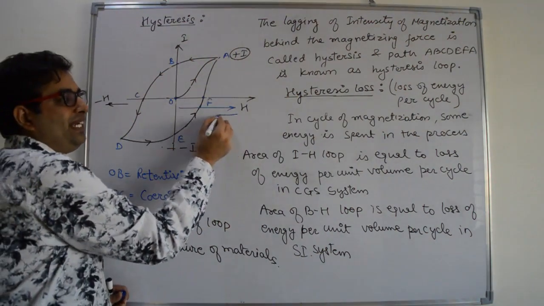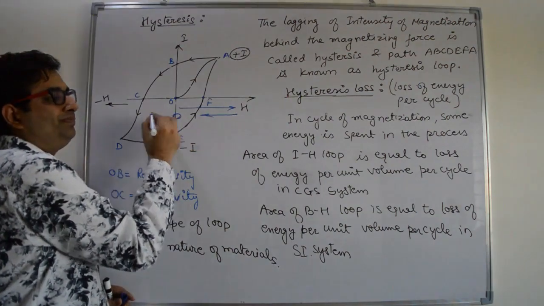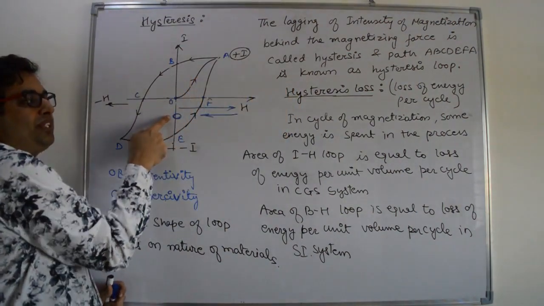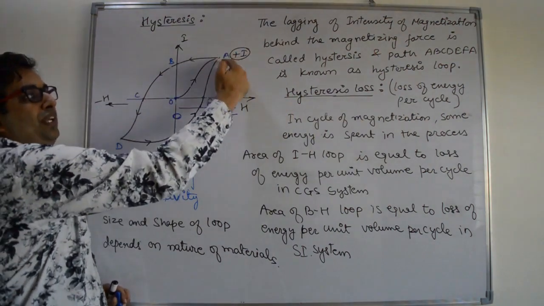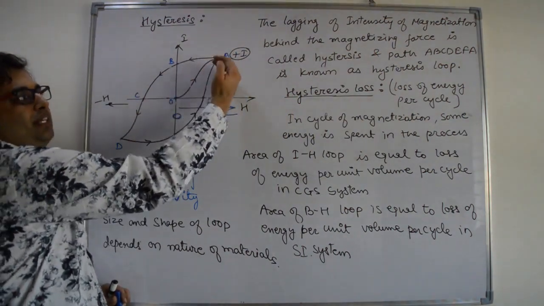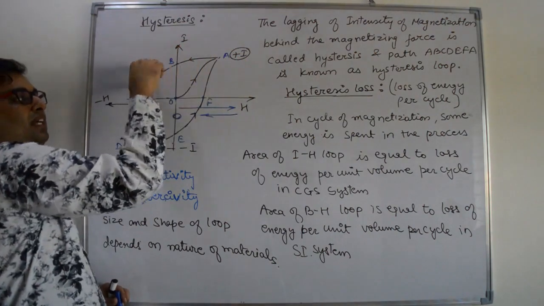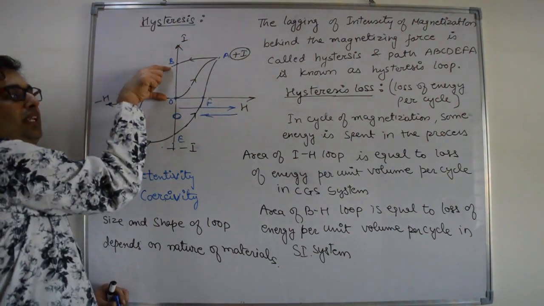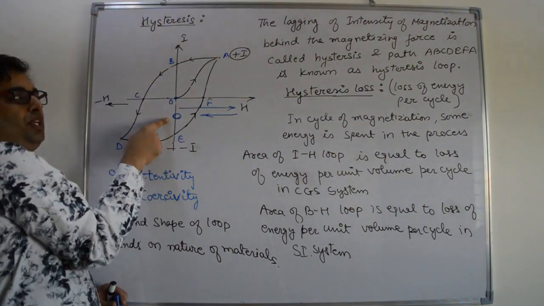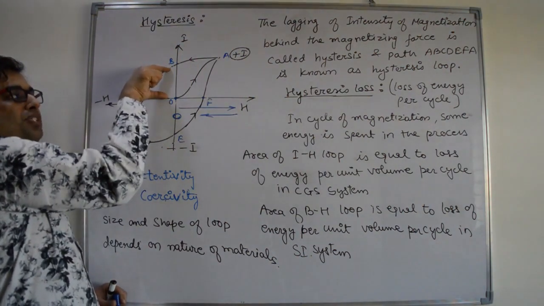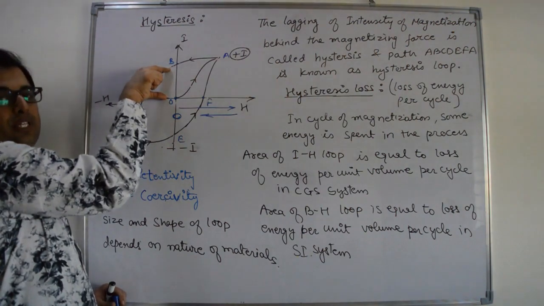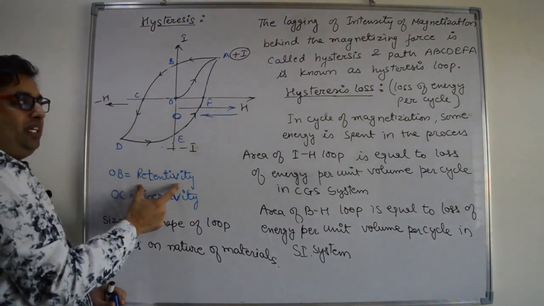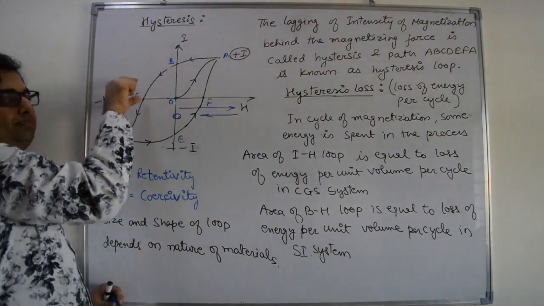Now if we decrease the value of H and make it 0, if we decrease the external magnetizing field and make it 0, then the graph will not follow the same path. The graph will follow a different path, and there will be some remaining magnetism in the material when H is 0. This remaining magnetism is known as retentivity or residual magnetism. This OB is retentivity or residual magnetism.